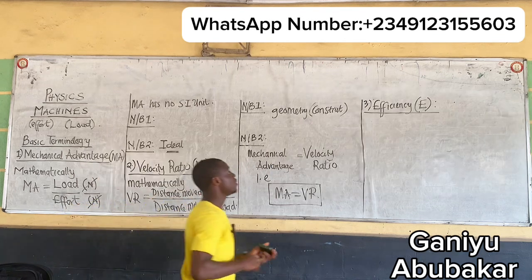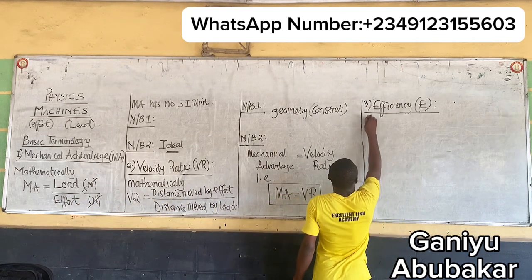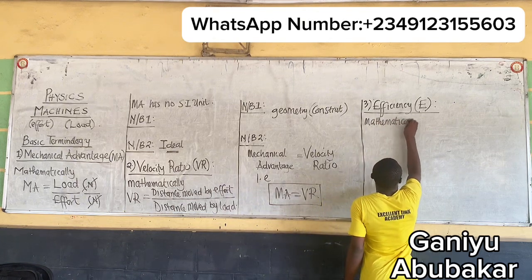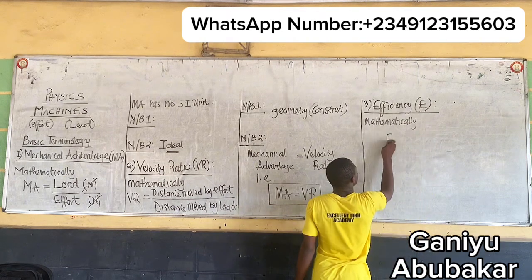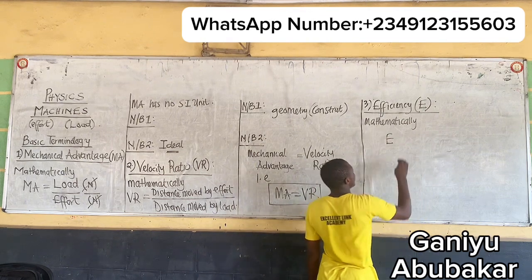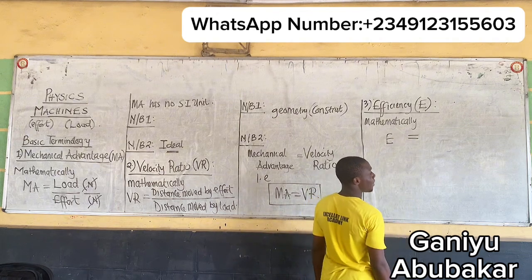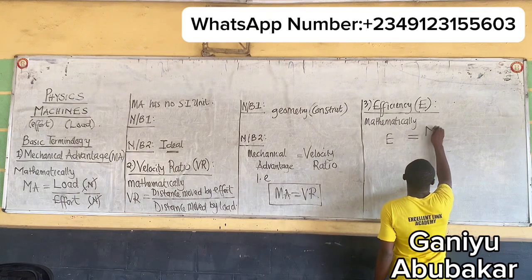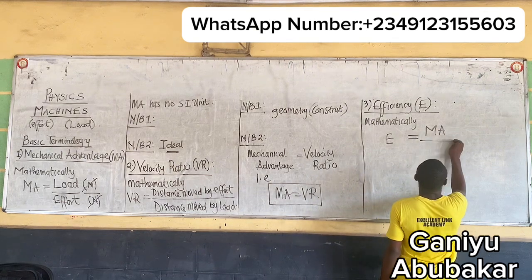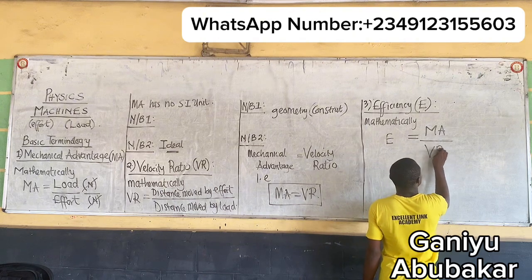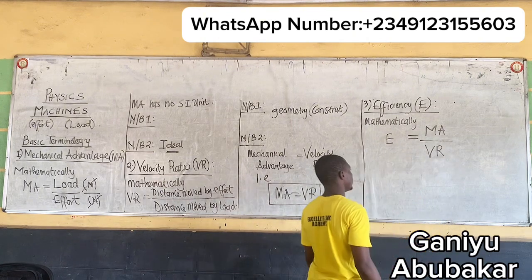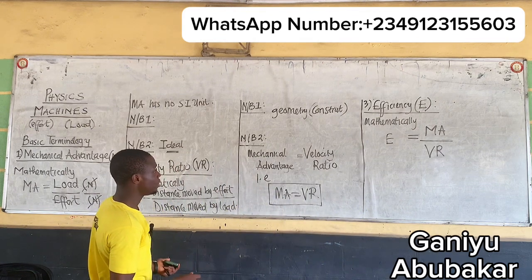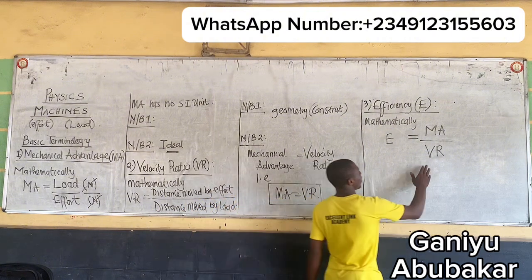So what do I mean? Mathematically, capital E signifies efficiency. Efficiency, by mathematical approach, is simply the ratio of mechanical advantage, that's MA, over the velocity ratio, VR. This becomes your formula for calculating efficiency: MA over VR.